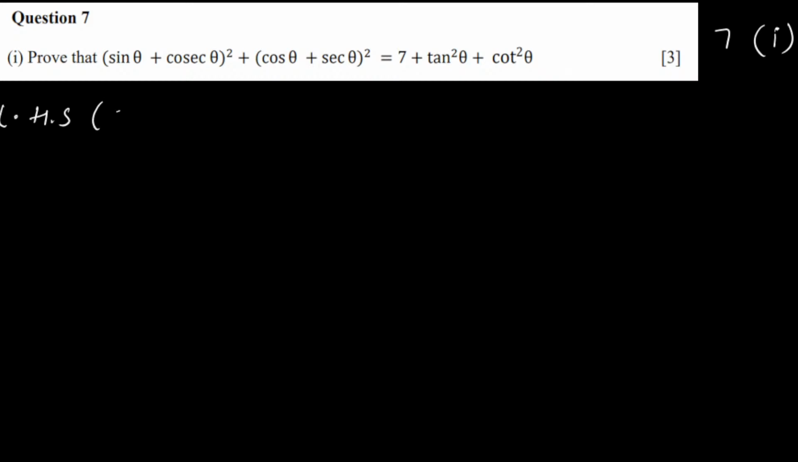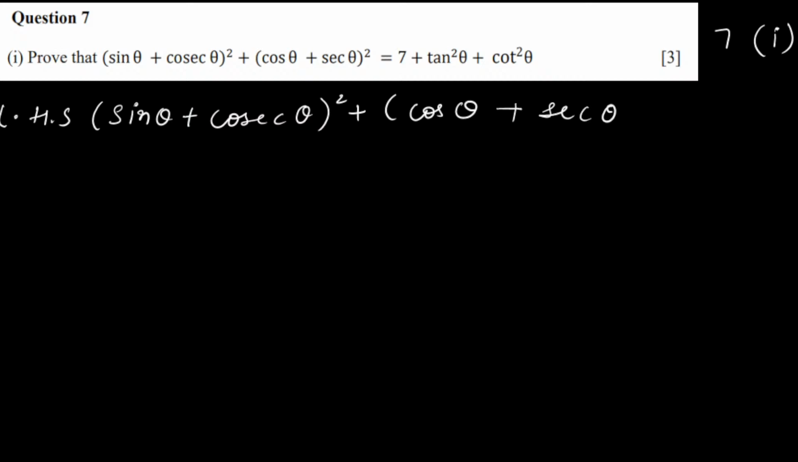So on the left hand side I am going to write (sine theta plus cosecant theta) whole square plus (cos theta plus secant theta) whole square. So what do you think we should start this question with? Because we have to start working.